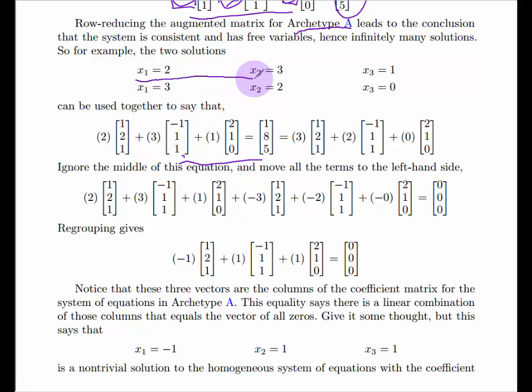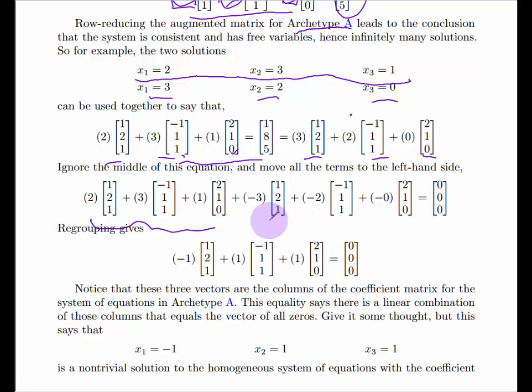Now notice something interesting here. If we use these 3 coefficients 2, 3, 1, and multiply by the given vectors, we get 1, 8, 5. If we use these three coefficients, 3, 2, 0, we also get 1, 8, 5. Okay, so we can set these all equal to each other. Now let's take the right-hand side and subtract it from the left-hand side.